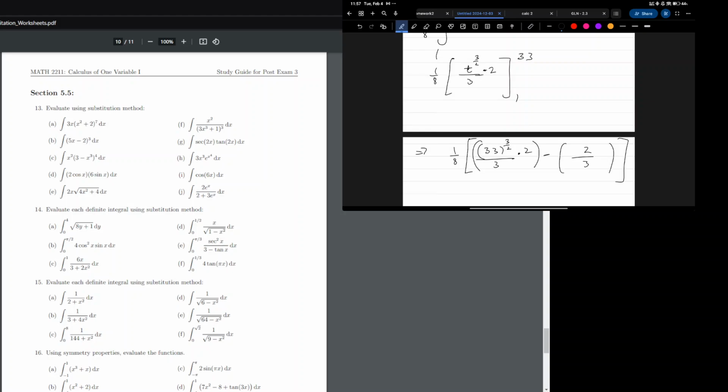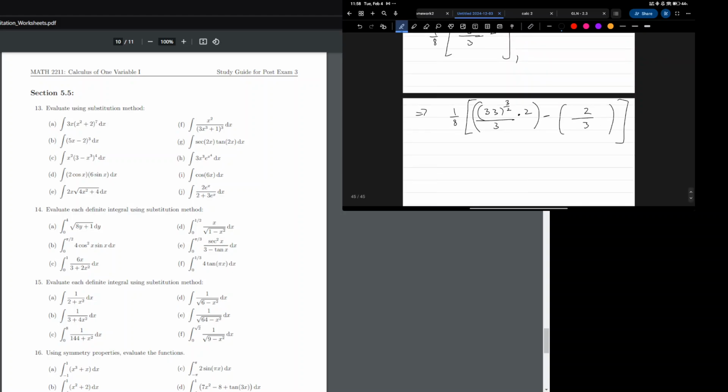Now, you can open this up. Would be sort of a mess, but we can do it. Okay. 1 over 8. This is 33 to the power 3 over 2 times 2 over 3 minus 2 over 3. The denominators are the same. So let's combine them. Becomes minus 2 over here, like this.